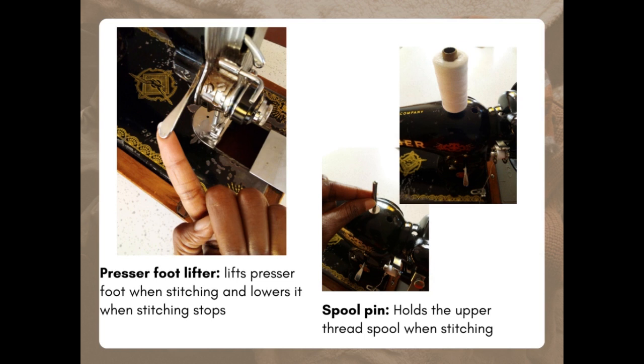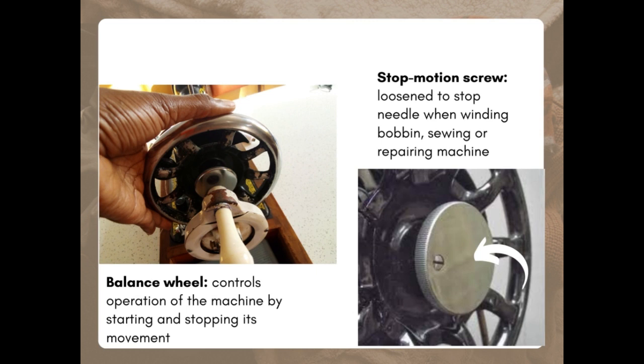Then the spool pin is a metallic rod that holds a thread reel or spool, as shown in the two pictures. In one picture, there is a spool pin without a thread, and in the second picture, there is the spool pin with a thread inserted in it. Then we have the balance wheel. This is a wheel that controls operation of the machine by starting and stopping its movement.